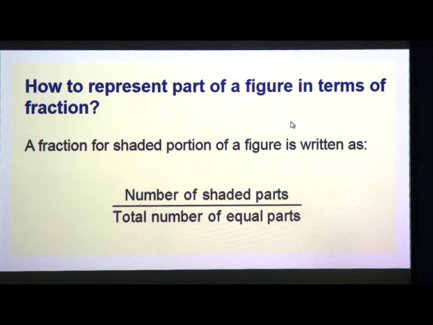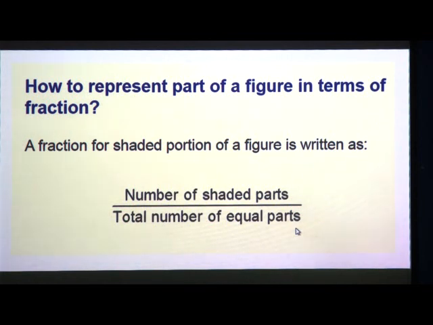So, let us see here a fraction for a shaded portion of a figure. If in a question it has been asked to you, write the fraction for the shaded part, then you have to use this formula to write the fraction. How? The number of shaded parts upon the total number of equal parts.